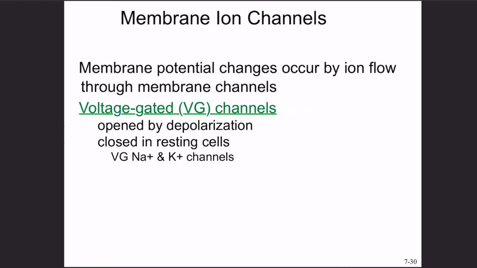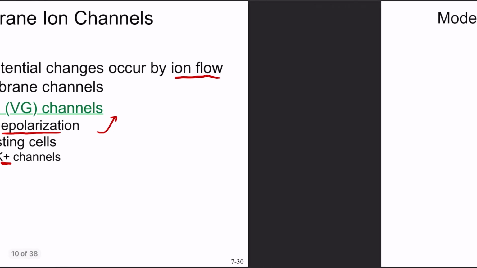So membrane potential changes occur by ion flow through our membrane channels. And what is happening in a lot of these are these voltage-gated channels. These are going to open when we depolarize the cell. And remember, that means that it becomes less negative or more positive. And so what that does is it's going to open these channels that are usually closed in resting cells. And these are our sodium and potassium voltage-gated channels.